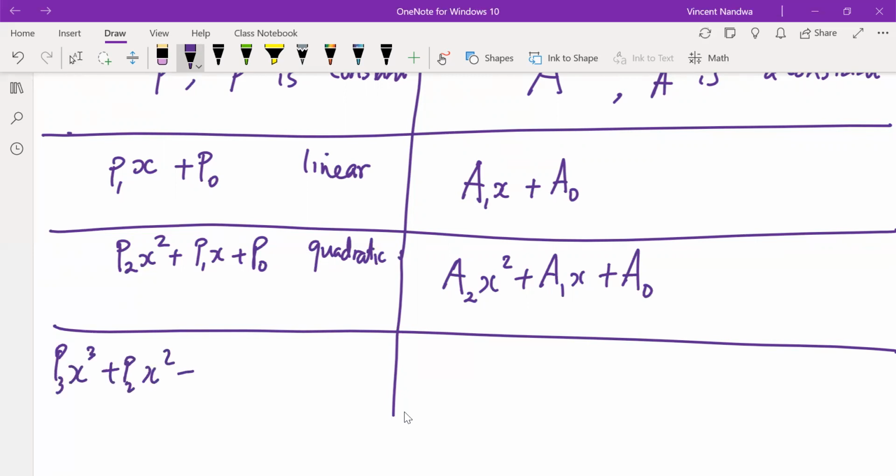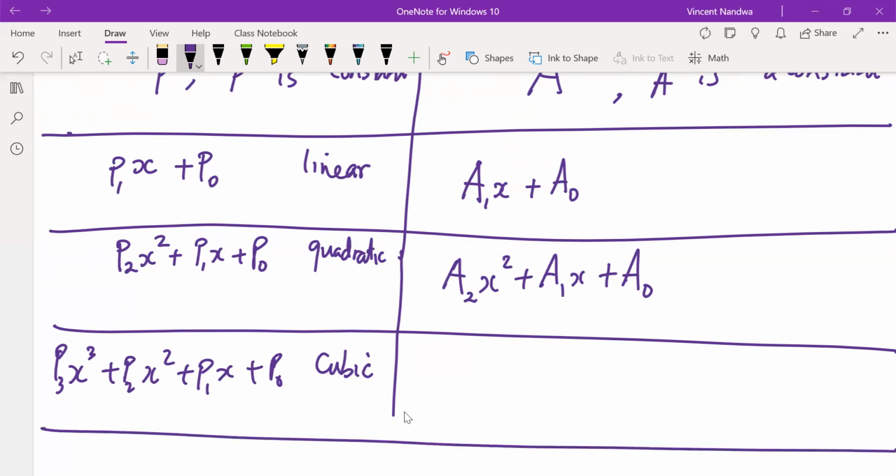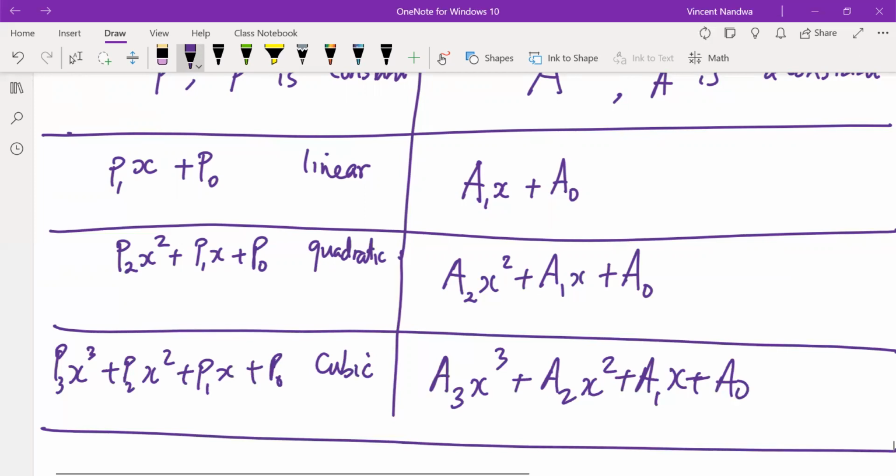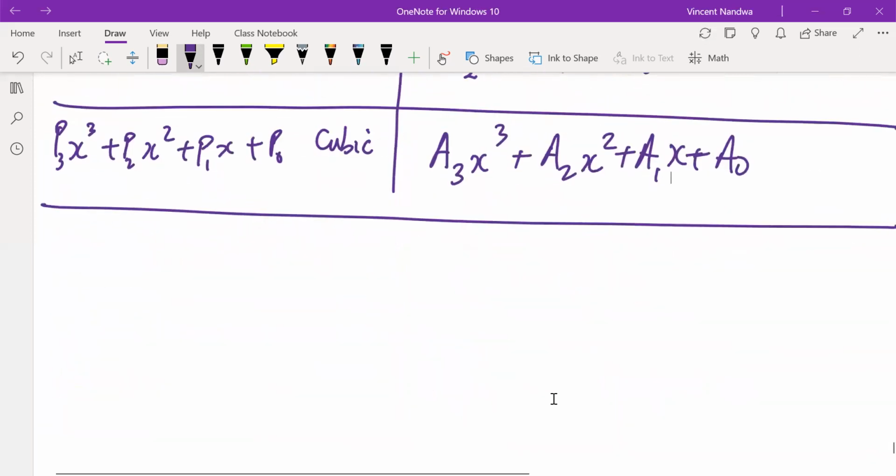P3x cubed, P2x squared, P1x plus P0. This is cubic. Then also, your yp should be cubic, A3x power 3, A2x squared, A1x, A0. And you have to write all this structure and find A0, A1, A2, and A3.